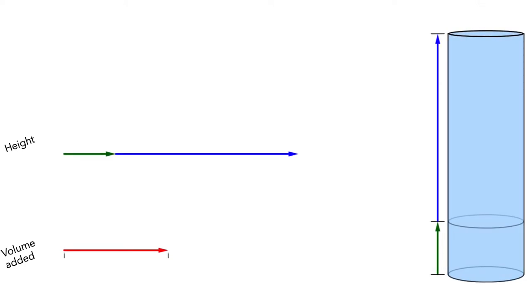Next, I'll add black bars to indicate the change in volume. So the distance between the bars is showing the amount of change in volume. We can copy this length onto the height bar. Now we think about the amount of change in height. We can see that delta H is roughly 1 and 3 quarters as large as delta V.